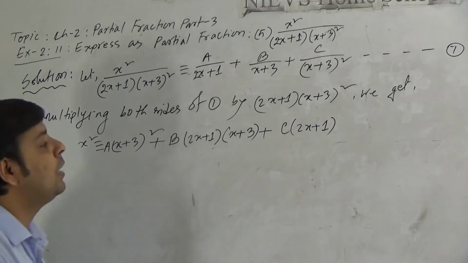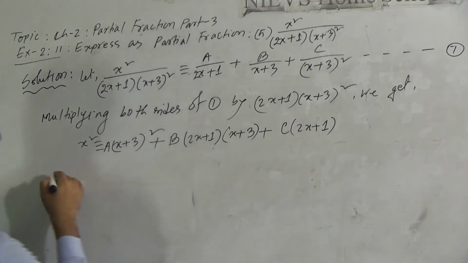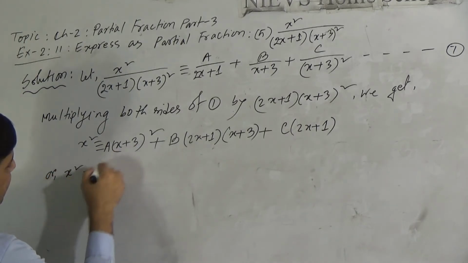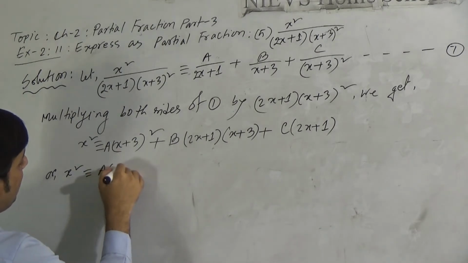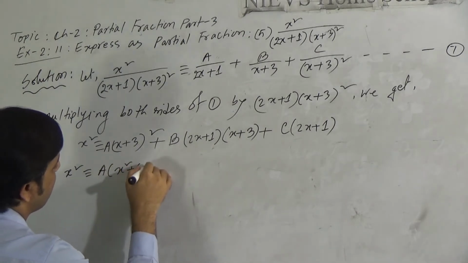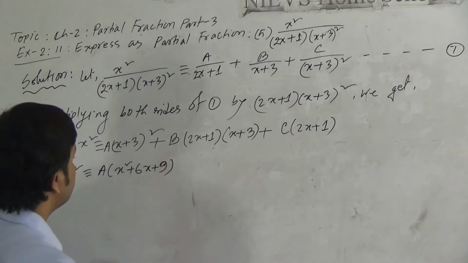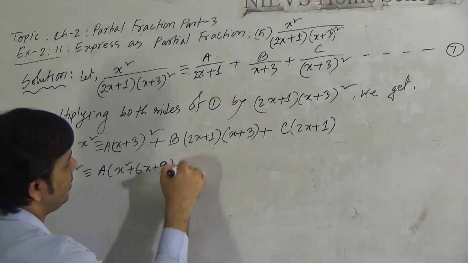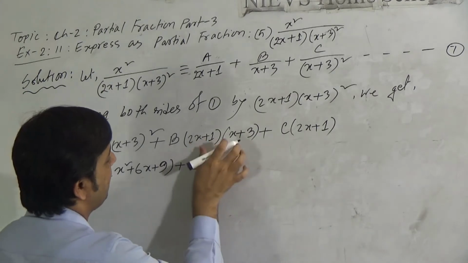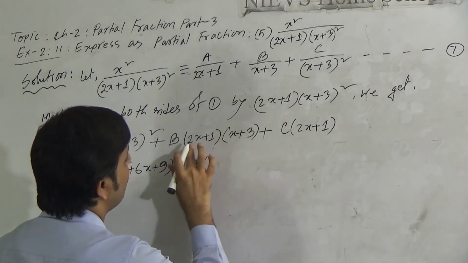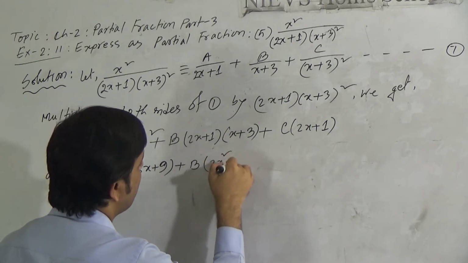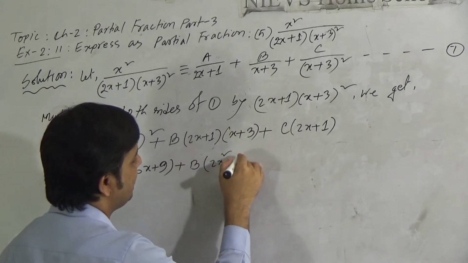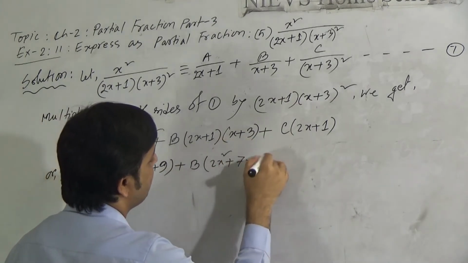Now to determine the value of a, b, c, we have to calculate here. In the left side, here is only x square. We can write here a into x square plus 6x plus 9, if we apply the formula of a plus b whole square, a square plus 2ab plus b square, plus. We can write here b into, we can multiply this, we will get here 2x square plus, here will be 3 times 2x is 6x and 1 times x is x, it means 7x plus 3 ones are 3.